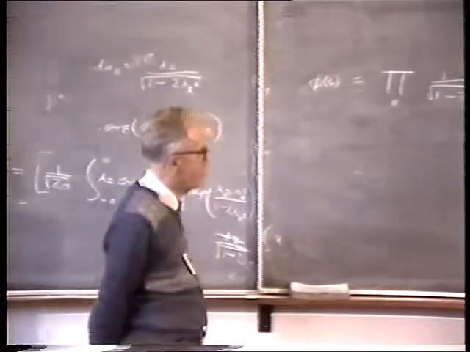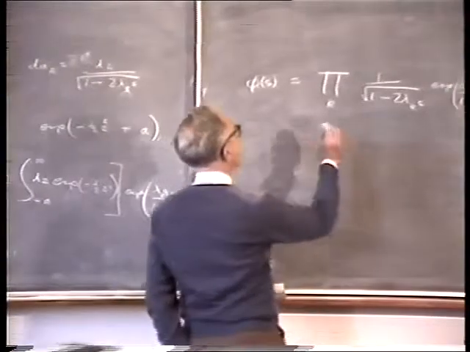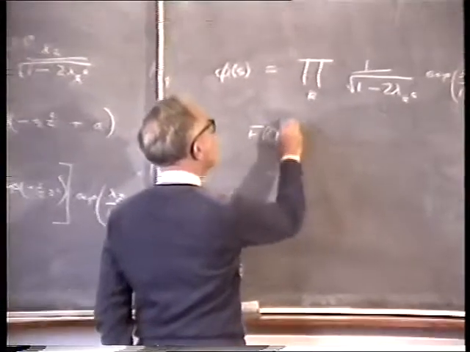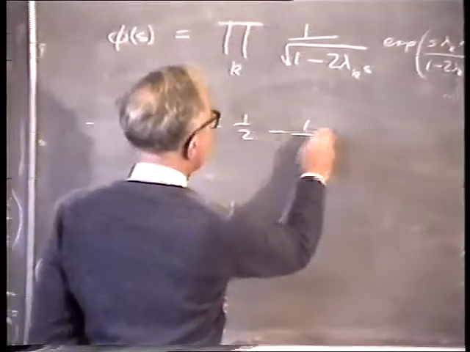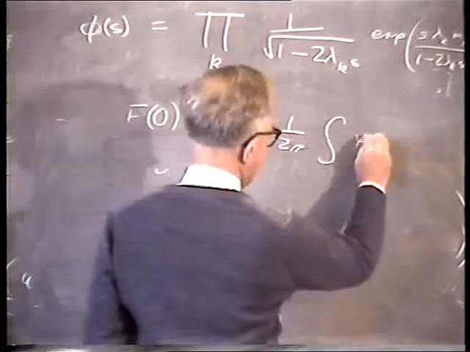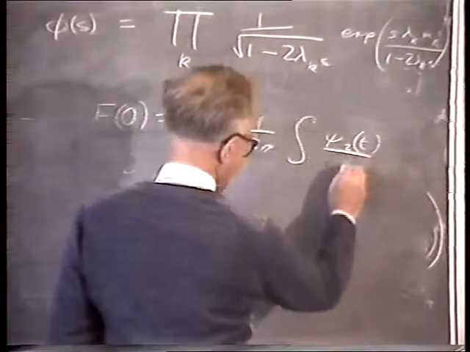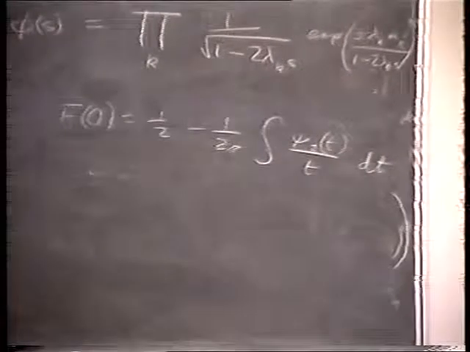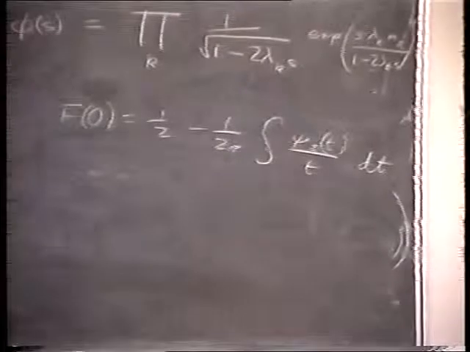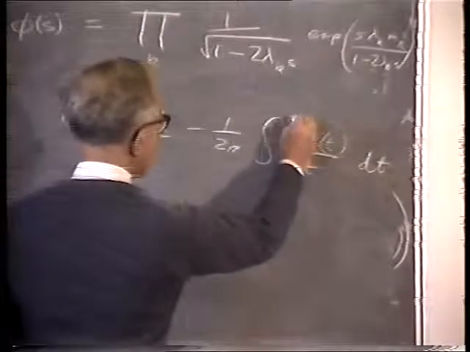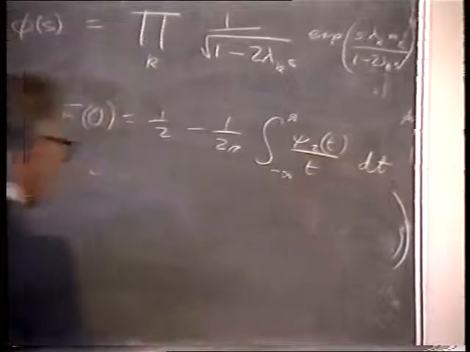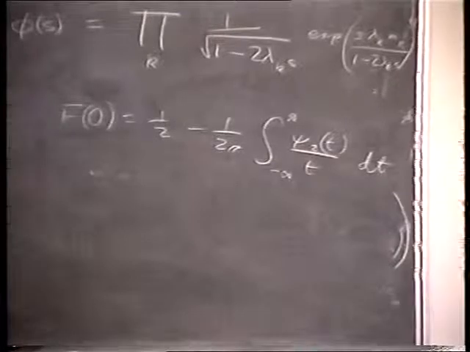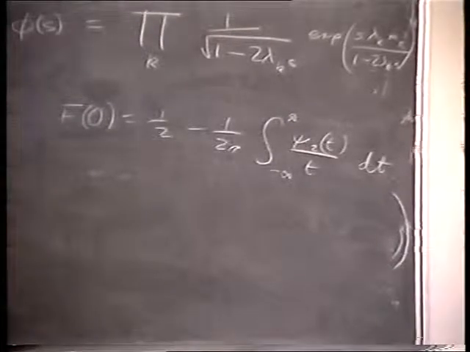Just using the formulae, to remind you, that F naught equals a half minus 1 upon 2 pi times the integral of psi of t upon t dt. Well, that is all provided for very well by the Imhof program.